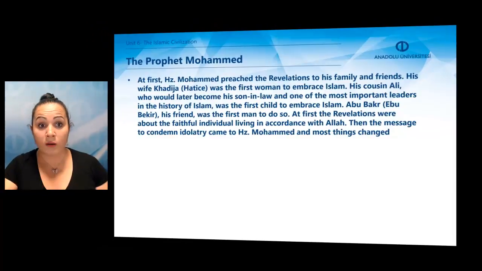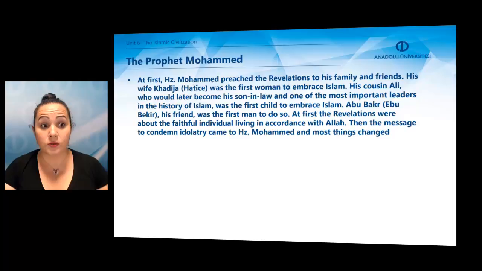At first, Hazrat Muhammad preached the revelations to his family and friends only. His wife Khadijah was the first woman to embrace Islam. His cousin Ali, who would later become his son-in-law and one of the most important leaders in the history of Islam, was the first child to embrace Islam. Abu Bakr, his friend, was the first man to do so.